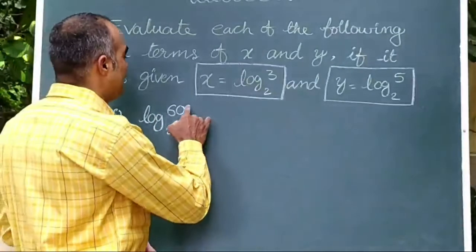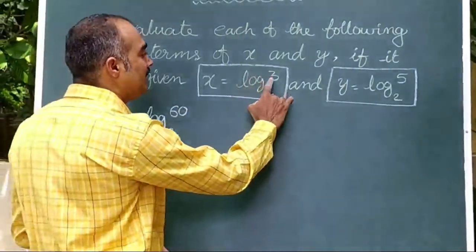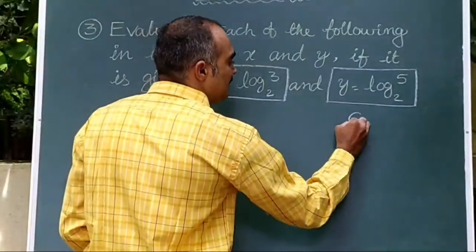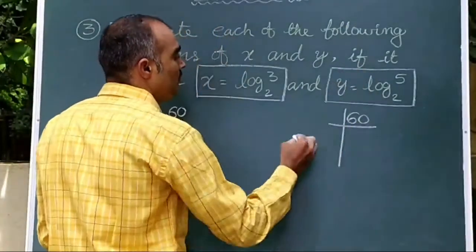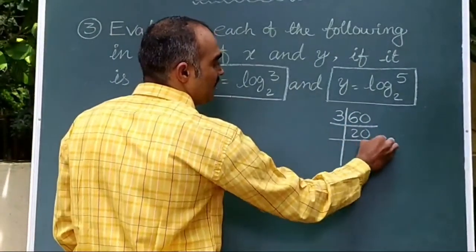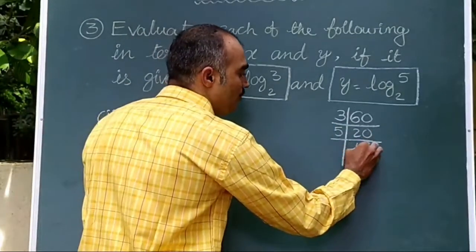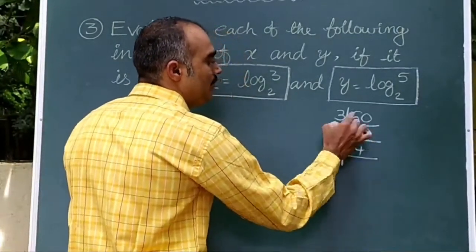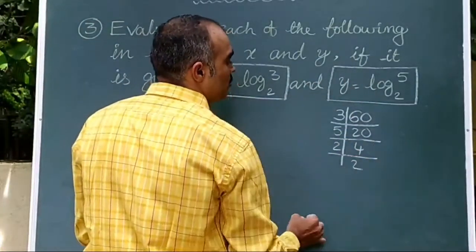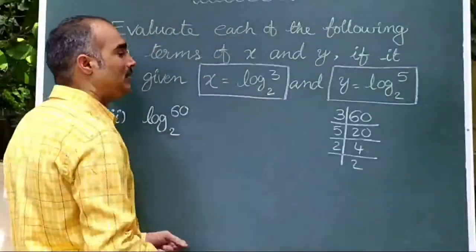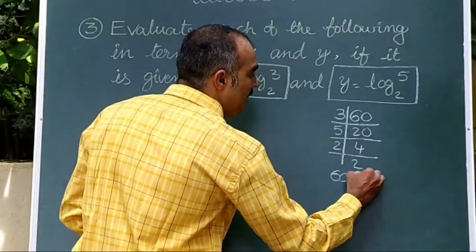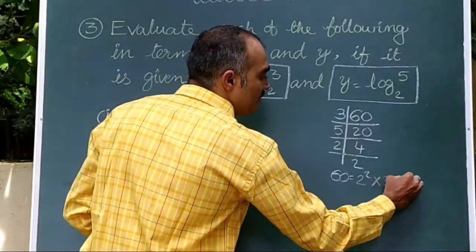Here, this 60 can be expressed in terms of 3 and 5. Let us try this one, consider 60 here. Let us divide with 3, it is 3 20s are 60. Now, with 5, 5 4s are 20. Again, this number can't be divided with 3 or 5, so we can divide with 2. It is 2 2s are 4. Finally, 60 can be written as 2 into 2, that means 2 square into 3 into 5, right.